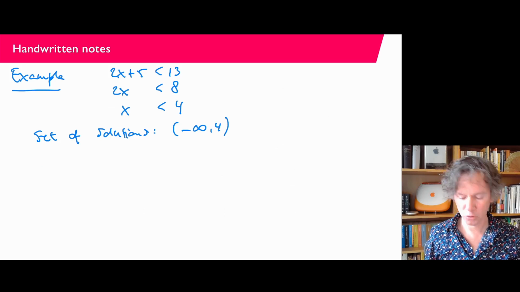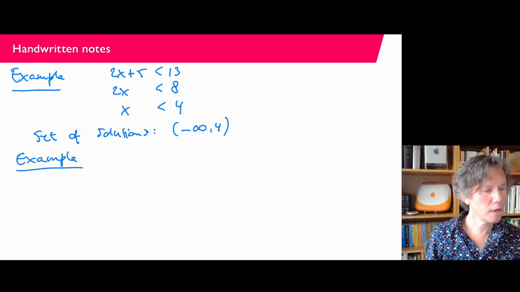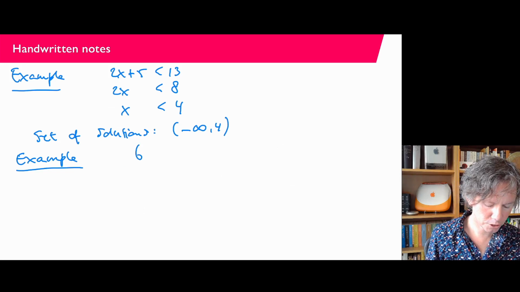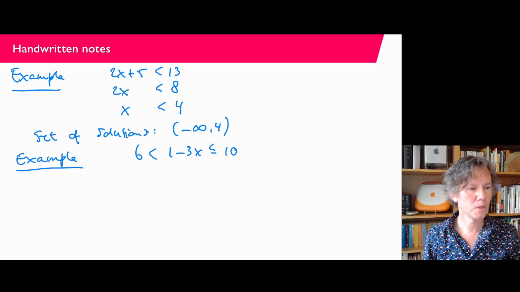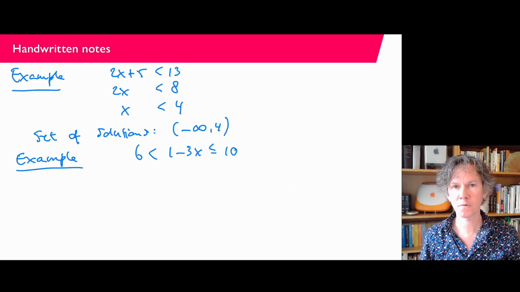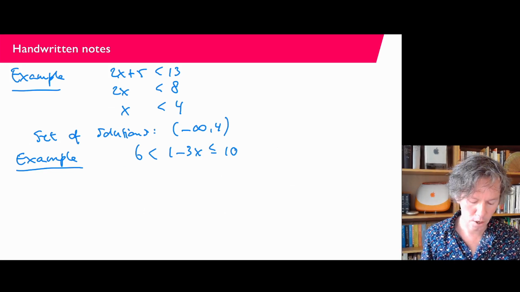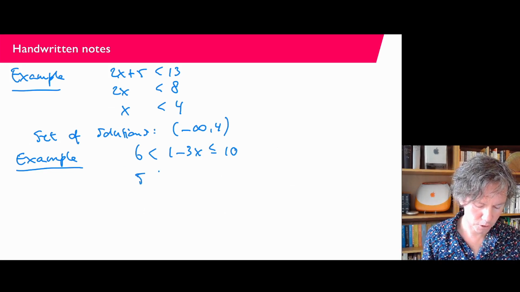Next example, a little bit more difficult. This was an easy one to get going. So now I'm going to solve 6 is less than 1 minus 3x less or equal 10. So we proceed in the same way. In the middle here, the 1 minus 3x, I want the 1 to be gone. So on all sides of the equation, I subtract 1, which means I get 5 is less than minus 3x is less or equal 9.